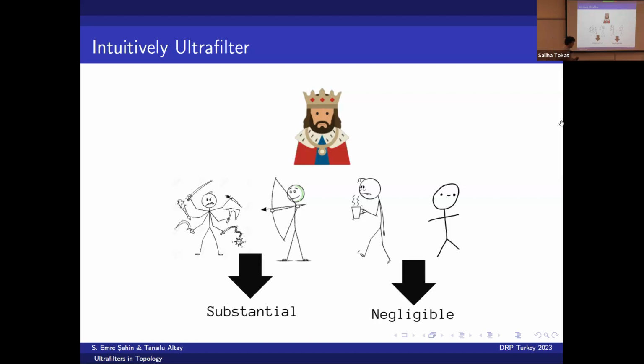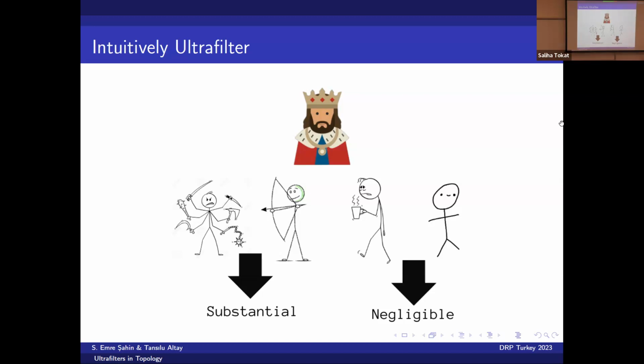Okay, I have a good motivation, our main problem. This is our king. His name is Henry Cartan, because he made a lot of contributions to ultrafilters, and he has some hunters, and they are our hunters. One day, the hunters hunt an animal and prey for Henry Cartan. And Henry Cartan realized that some of the hunters did not contribute to this hunt. Some of them are negligible hunters.